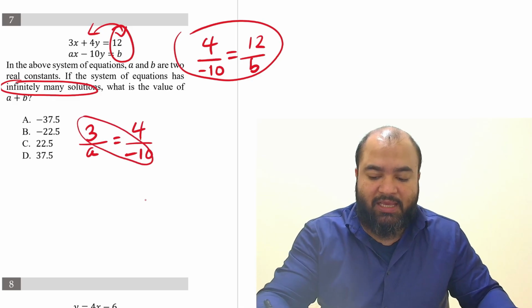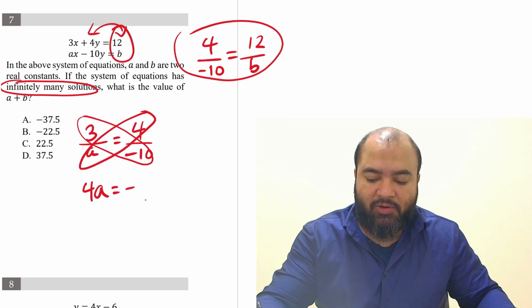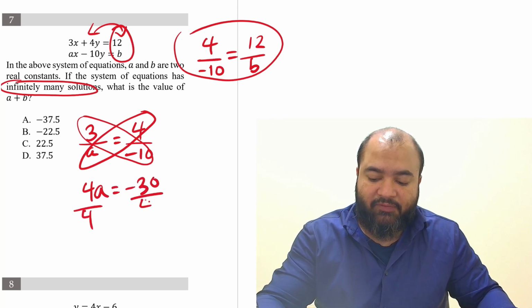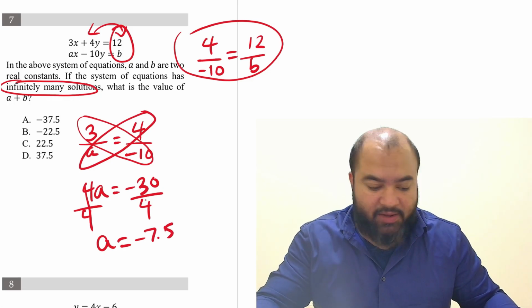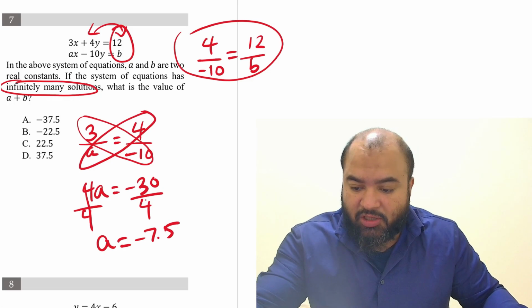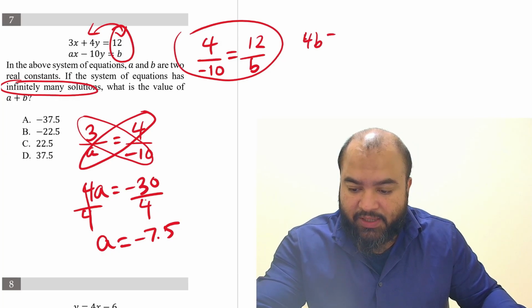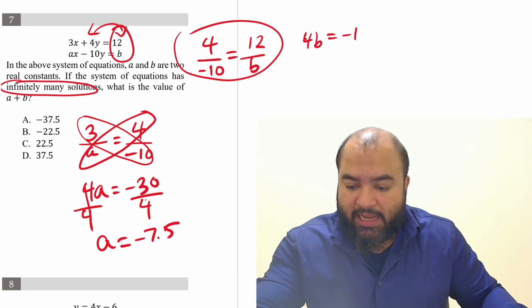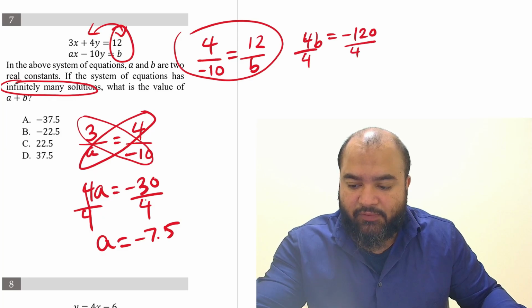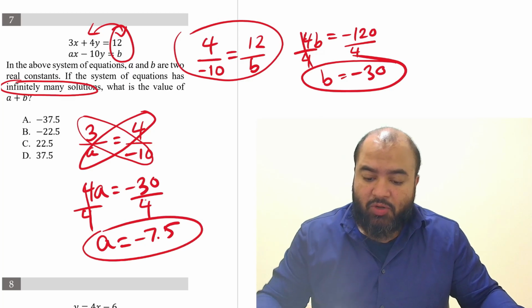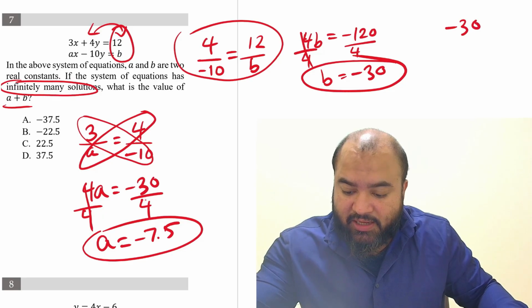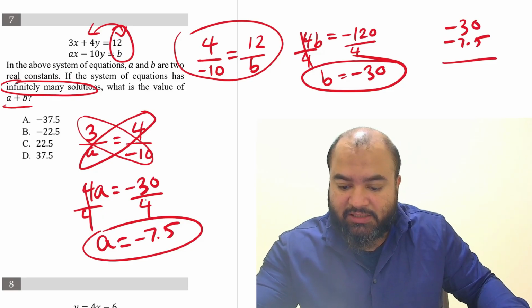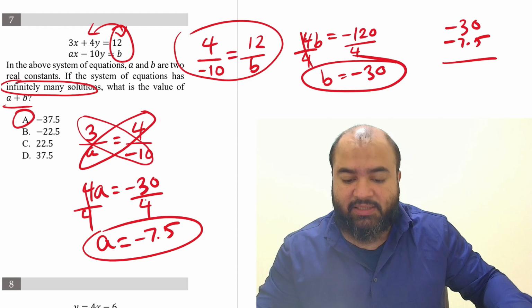So I can solve for a here. So 4a equals -30. Divide both sides by 4. So a is -7.5. Now for b, we can cross multiply. So 4b will be equal to -120 divided by 4. So b is equal to -30. So now, what is the value of a plus b? We're just going to add them, -30 and -7.5. So that's -37.5. A is the answer.